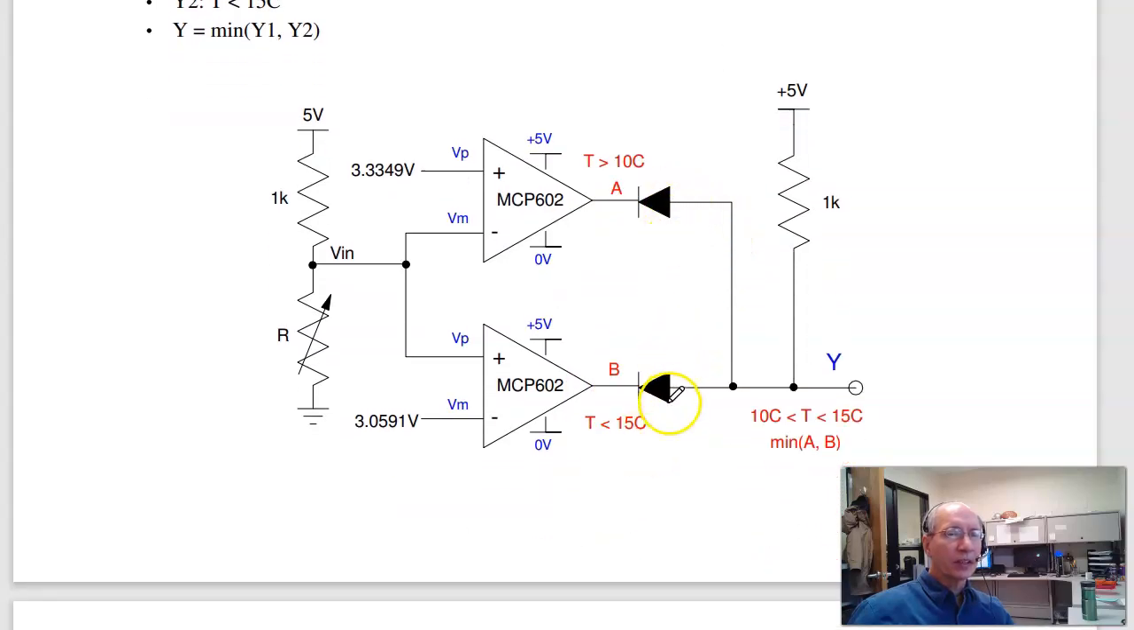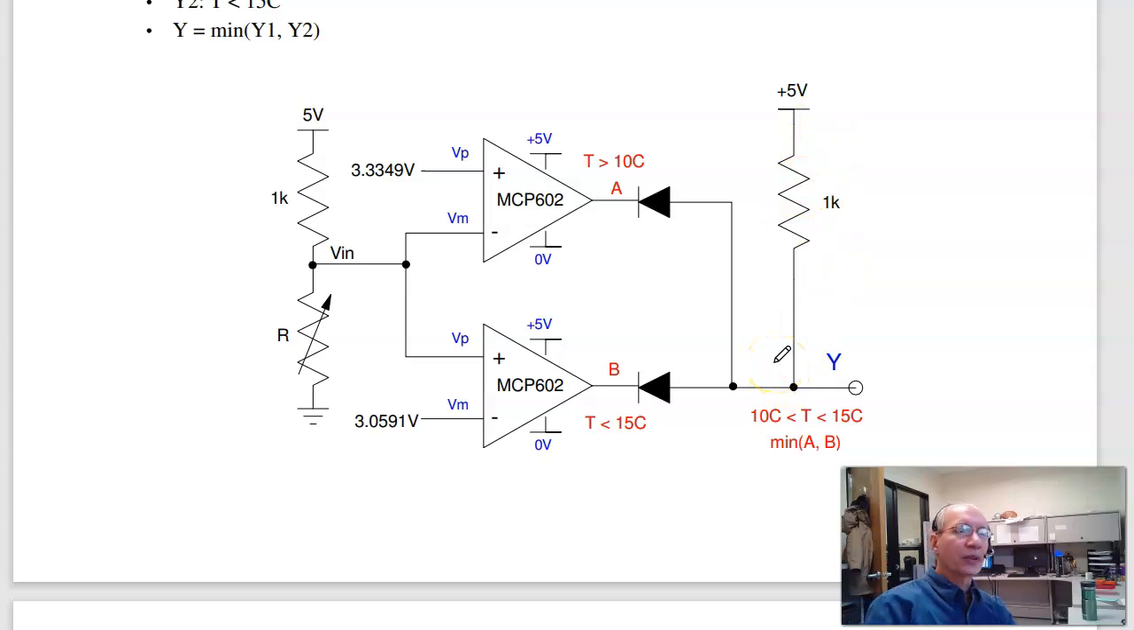This is a min function. A min is basically the same thing as AND. The output is high only if A is 5 volts and B is 5 volts. If either one is 0 volts, the diodes turn on and it takes Y, ties it to ground. And the 1K resistor is just a pull-up resistor. When both these are turned off, I set the voltage to 5 volts.